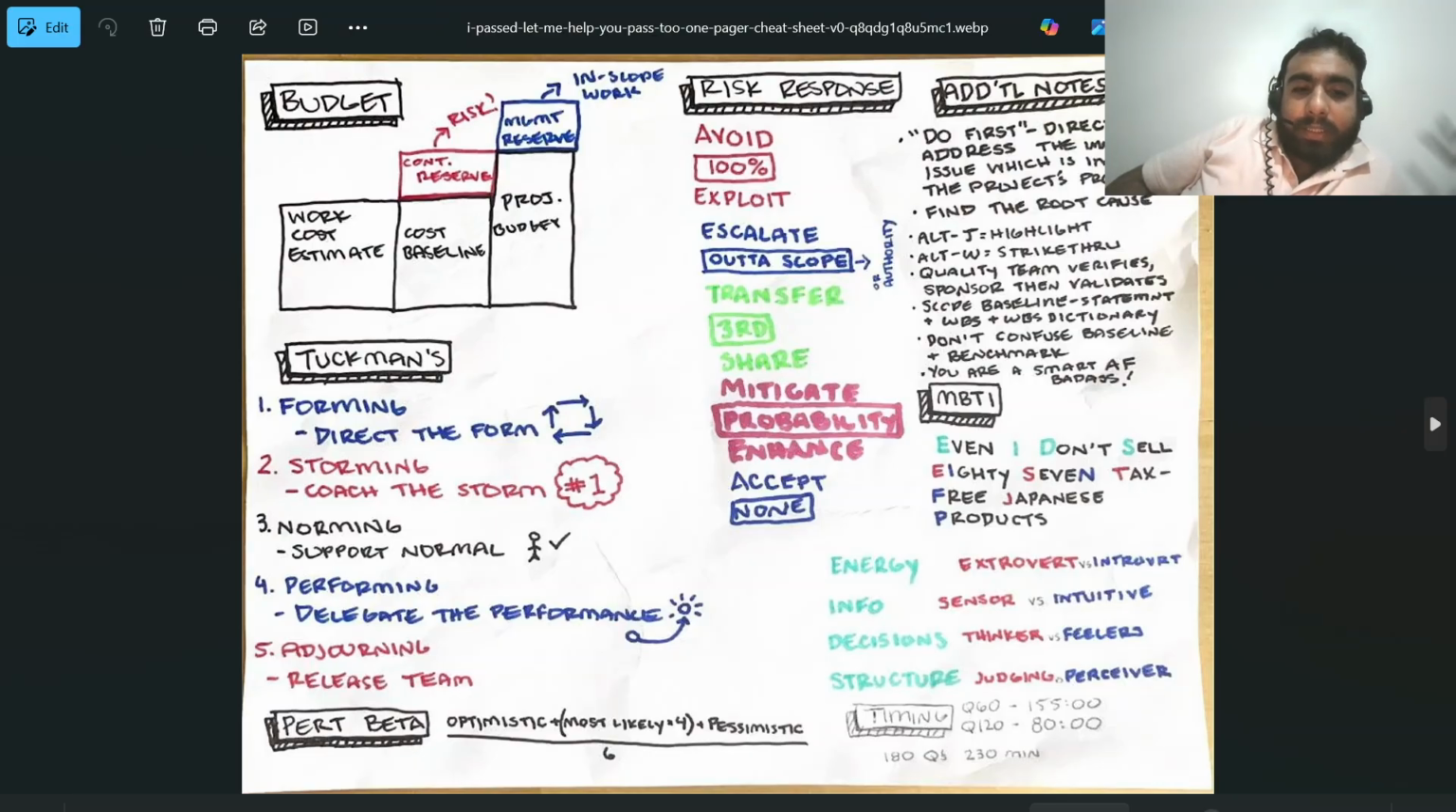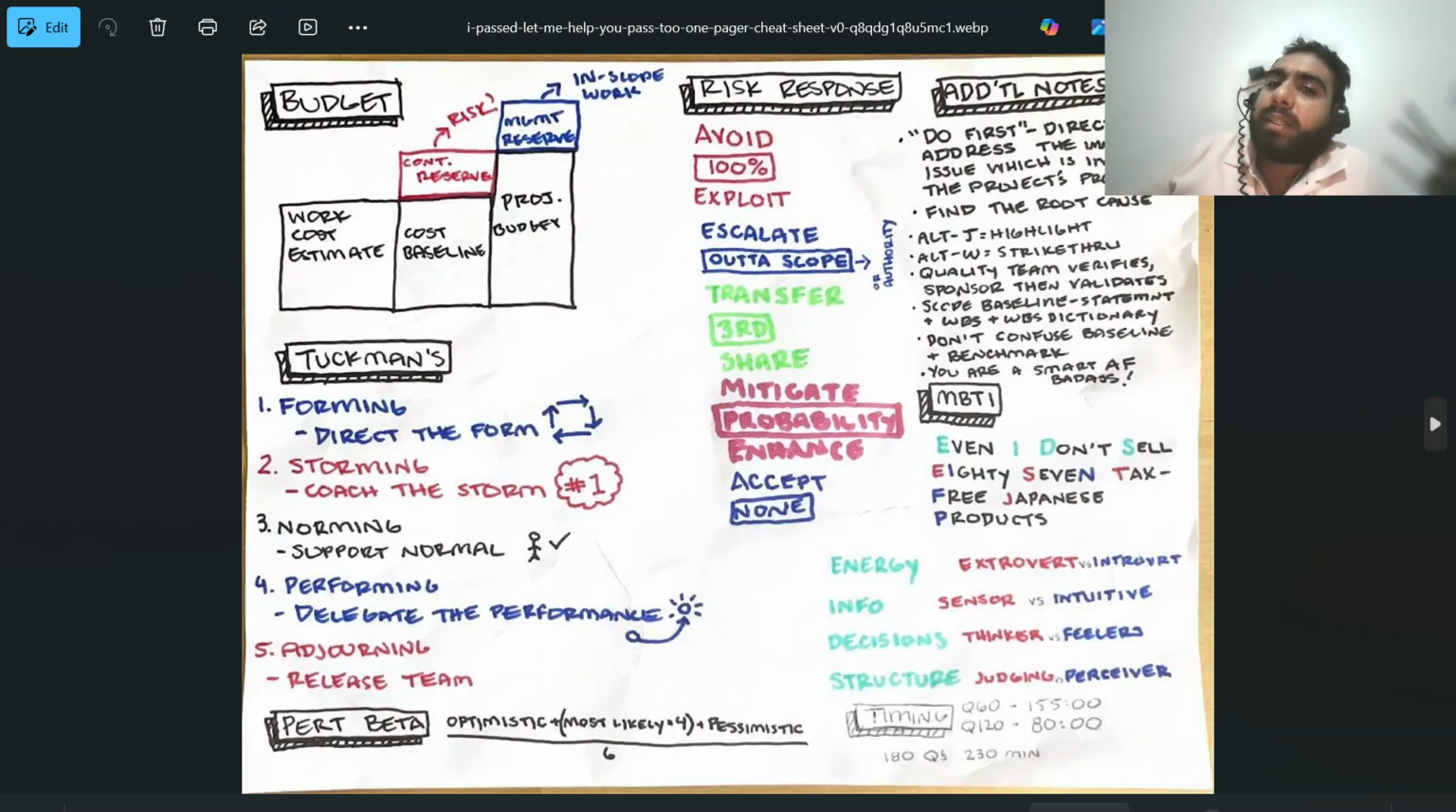The PERT beta technique is a technique by which we can estimate how much time things are going to take. It's a combination of optimistic, plus most likely times 4, plus pessimistic. This is a simple formula and calculation which we can use.